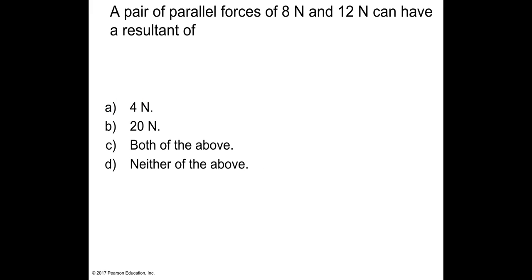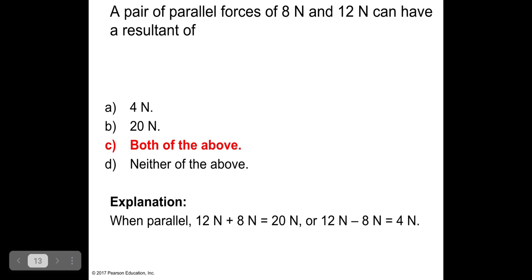Same thing with this one. If you have two forces of 8 Newton and 12 Newton, again, you have to look at the two scenarios. You can either arrange these forces in the same direction, and if they are acting in the same direction, the net force is going to be 8 plus 12, which is 20 Newton. But if they act in opposite directions, then it will be the smaller force that you subtract from the bigger force, and the net force is going to be 4 Newton. So because the two scenarios give you both A and B, the right answer is going to be both of the above.